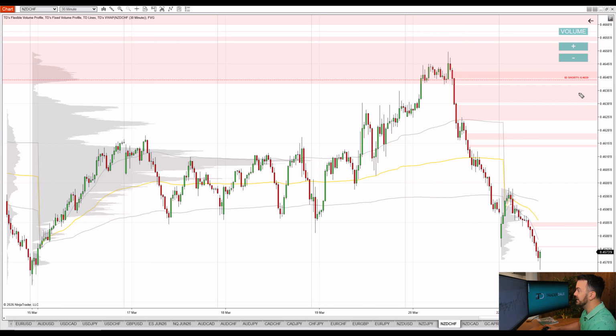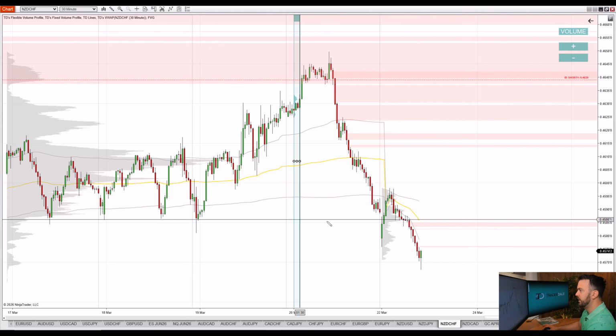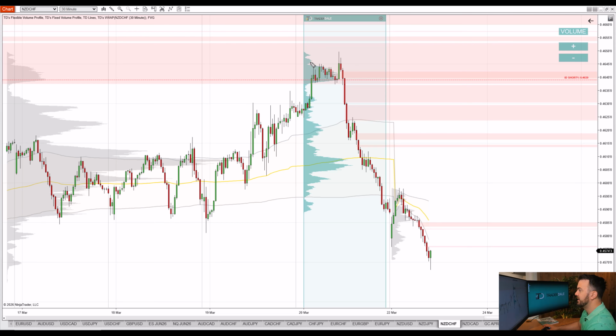So it's clearly an important place for the sellers, right? Because they simply did not allow the price to continue to go upwards here. They changed the direction completely. So if I show you with the flexible volume profile like this, then this is the heavy volume zone that I want to trade, okay?